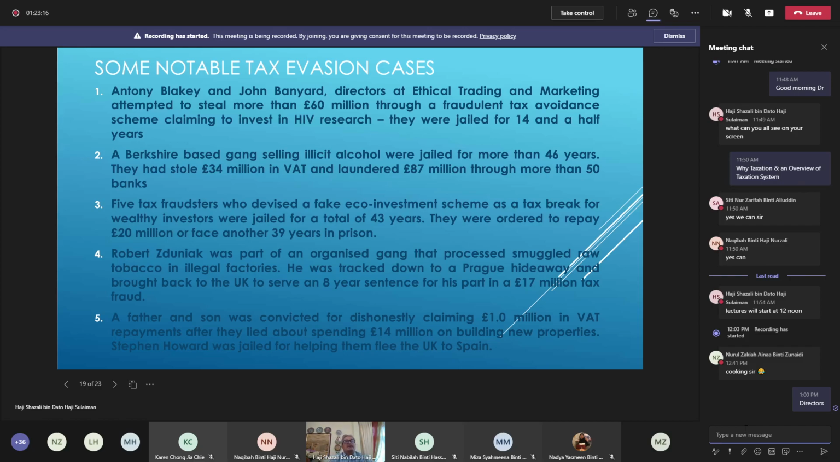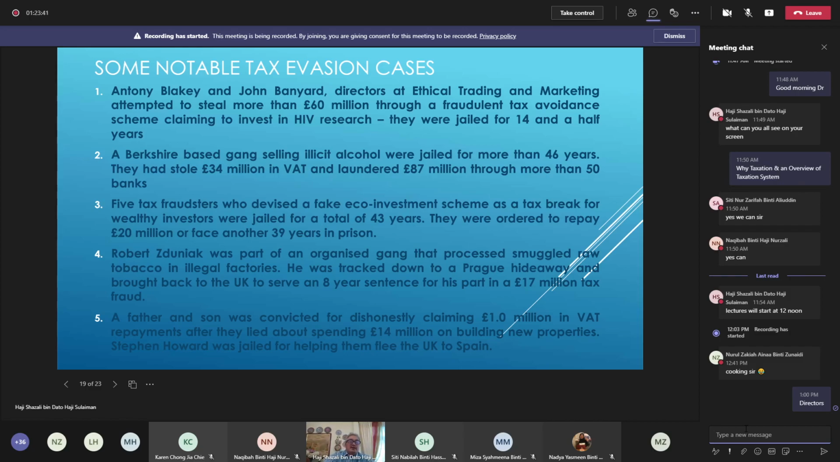So he was caught. A father and son were convicted of dishonestly claiming 1 million in VAT repayments after they lied about spending 14 million pounds on building new properties. And Stewart was jailed for helping. And then this other guy was jailed for helping them flee the UK to Spain.